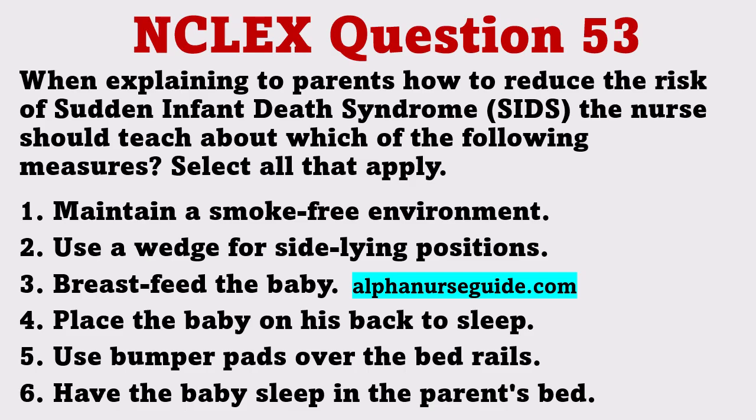The correct answers are 1, 3, and 4. Exposure to environmental tobacco increases the risk for SIDS. Sleeping on the back and breastfeeding both decrease the risk of SIDS. The sideline position is not recommended for sleep. It is recommended that babies be dressed in sleepers and that cribs are free of blankets, pillows, bumper pads, and stuffed animals. Co-bedding with parents is not recommended as parents may roll on the child.